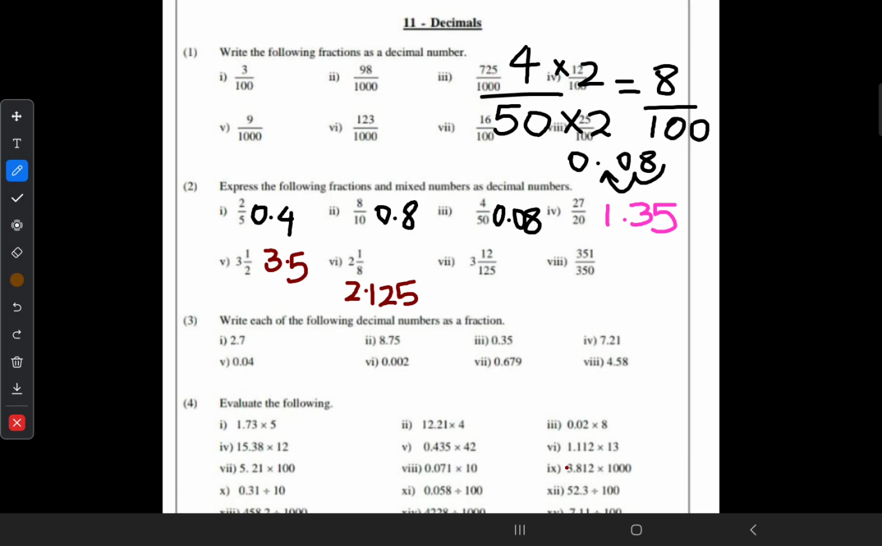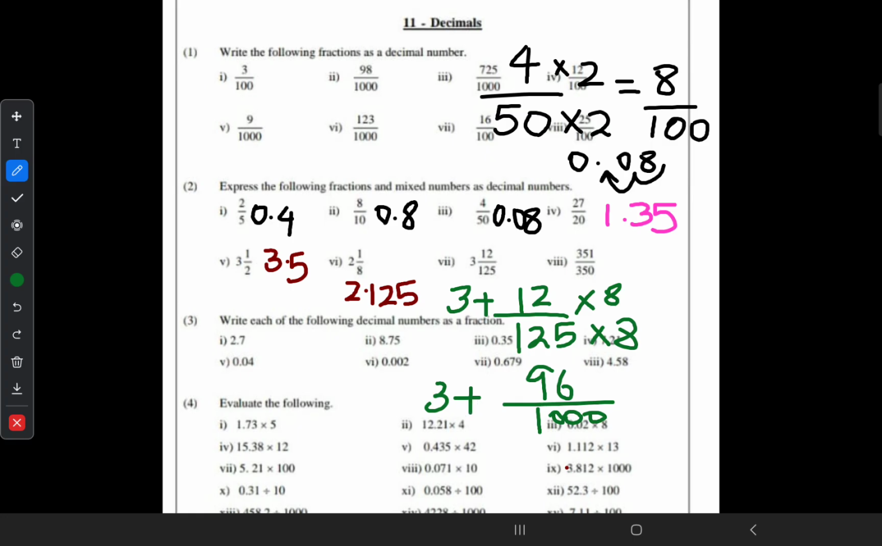Okay, next question. We can write this mixed fraction as a full part and fractional part. Full part is 3 and fractional part is 12 upon 125. So we need to convert our denominator to the nearest 10 power. That should be 1000, so 125 to 1000. This one should be multiplied by number 8. That will give you 96 upon 1000. 3 plus 96 upon 1000.